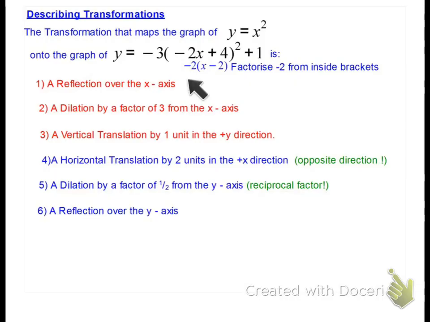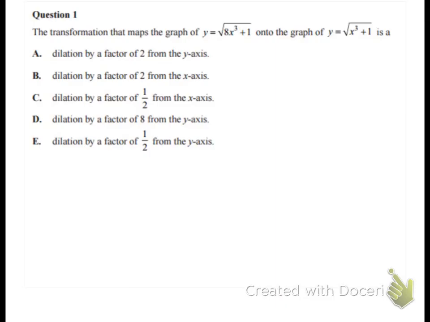And of course the negative on the x there, it's a reflection over the y-axis. So there, that's how we would describe all the separate unique transformations occurring on our parabola. Let's look at some exam problems.